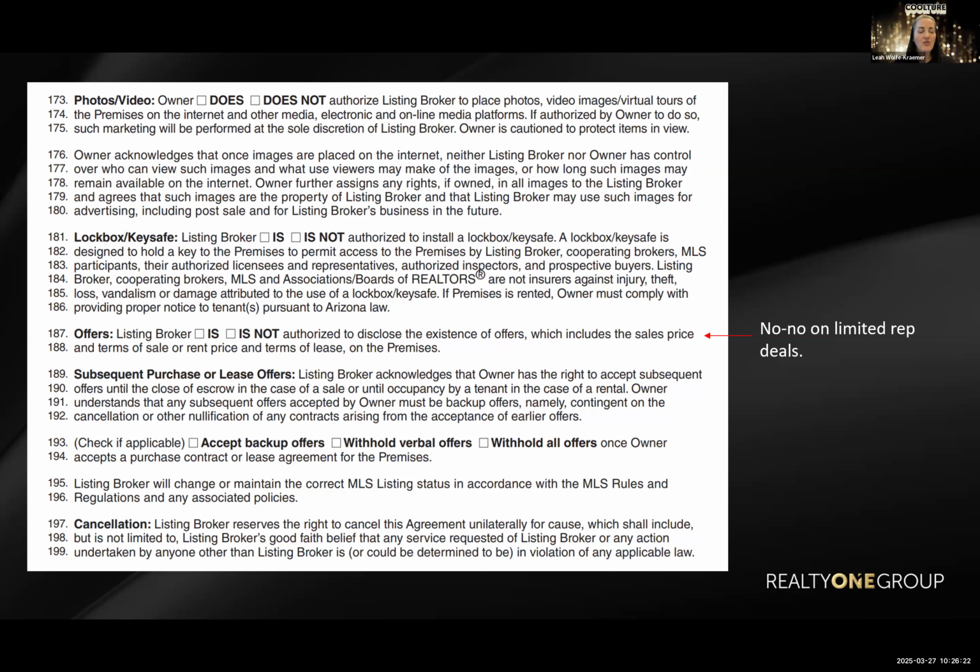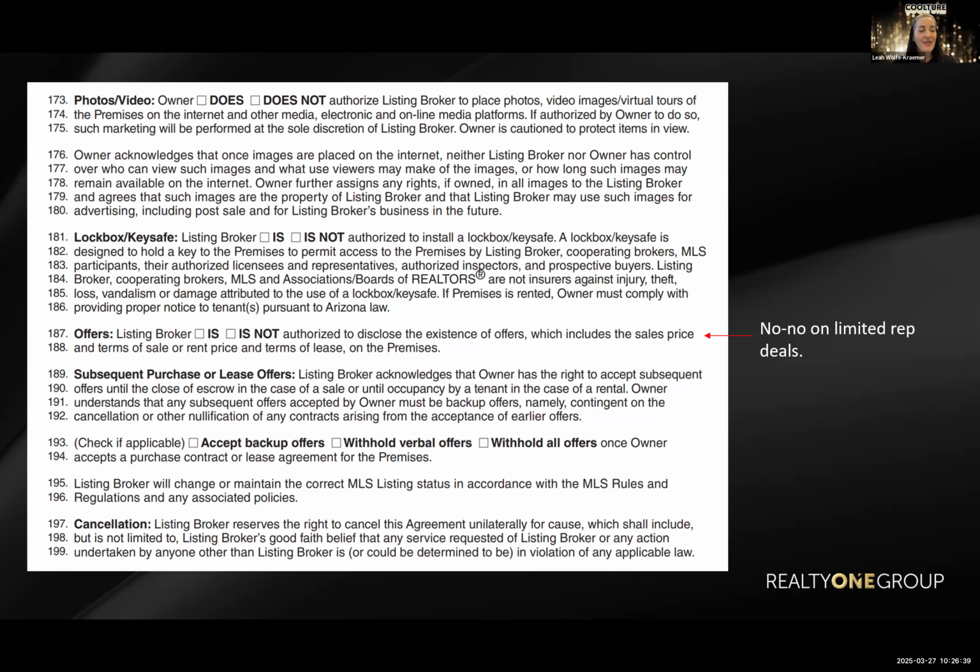Once owner accepts purchase contract or lease agreement for the premises. So some of them may tell you, hey, withhold all offers because if one comes in higher, I don't want to know about it. That ultimately I will probably feel badly and I'll be upset. So just withhold so I don't even know it exists.